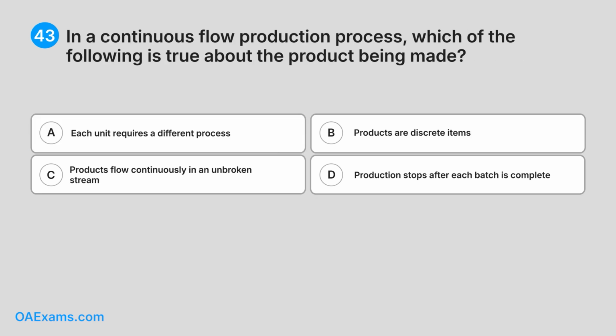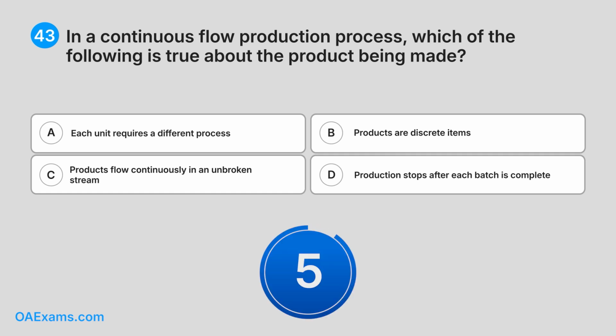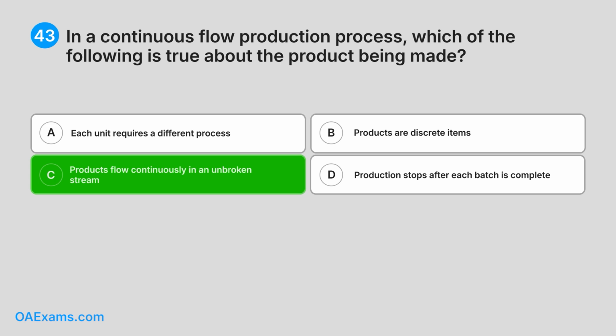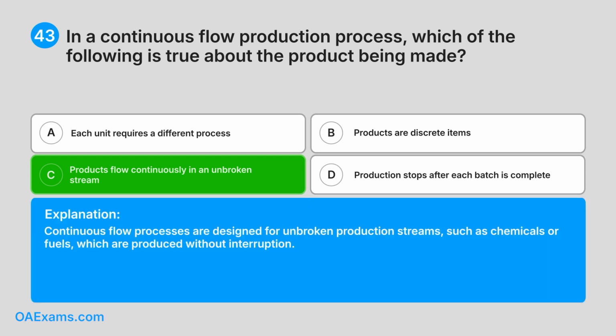43. In a continuous flow production process, which of the following is true about the product being made? A. Each unit requires a different process. B. Products are discrete items. C. Products flow continuously in an unbroken stream. D. Production stops after each batch is complete. What do you think is the answer? Correct answer: C. Products flow continuously in an unbroken stream. Explanation: Continuous flow processes are designed for unbroken production streams, such as chemicals or fuels, which are produced without interruption.